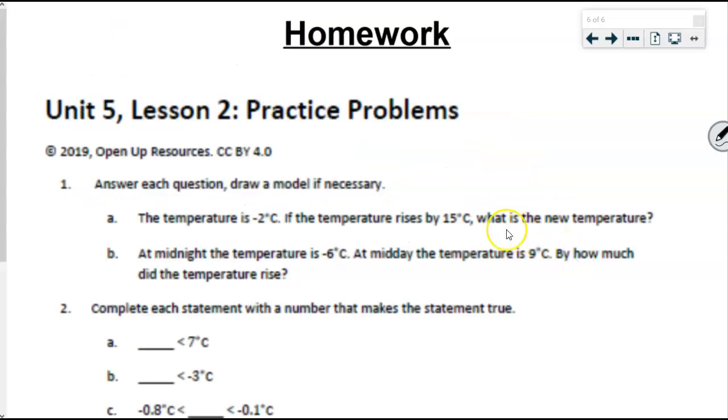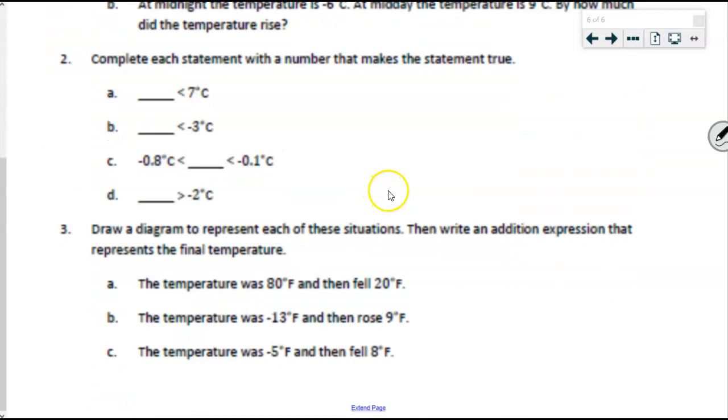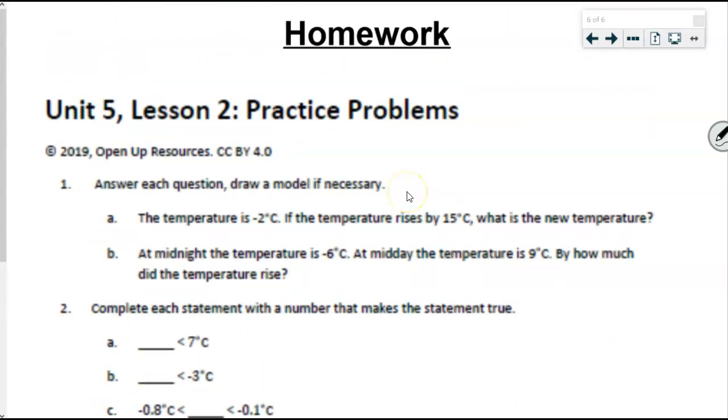Your homework is the Unit 5 Lesson 2 practice problems. All of those relate to what we did here in class today, so make sure you get those done. They are due in our next class.